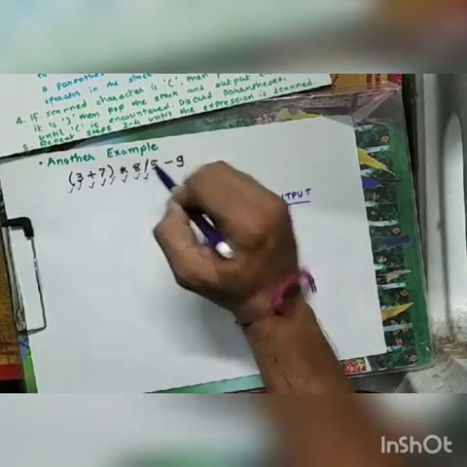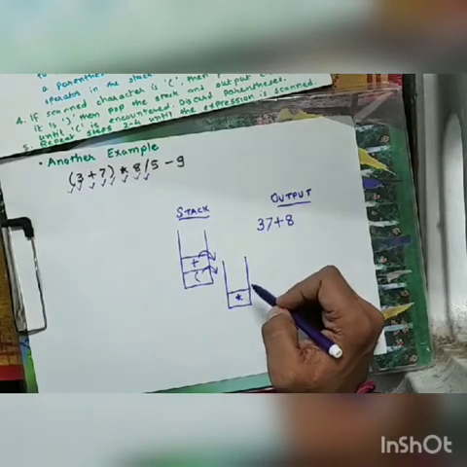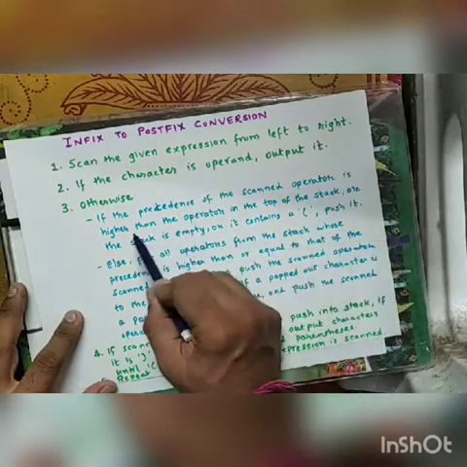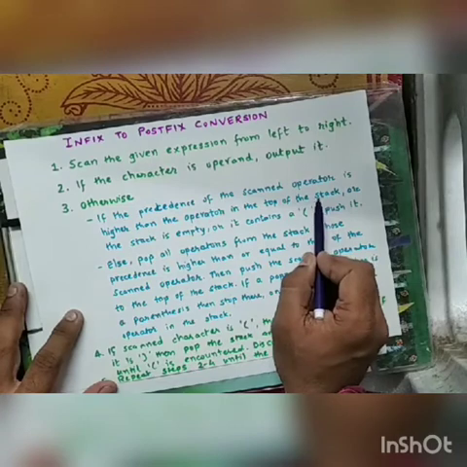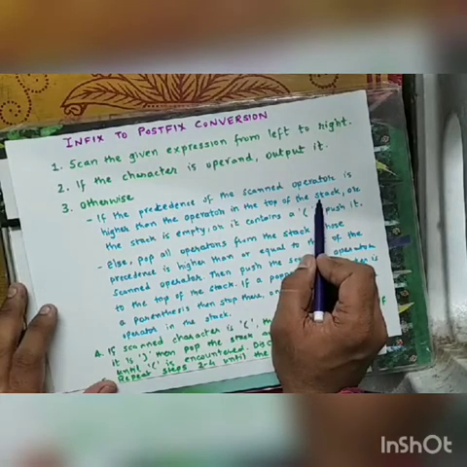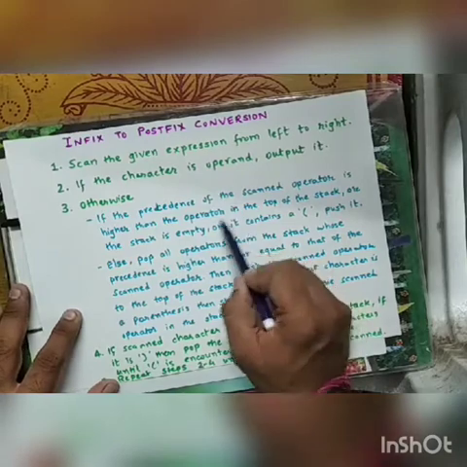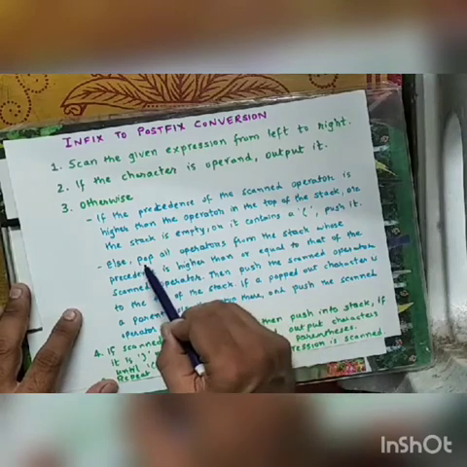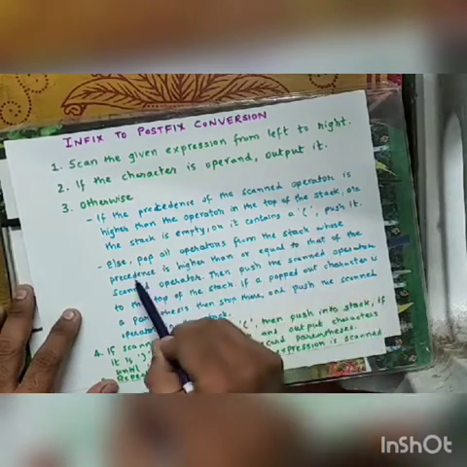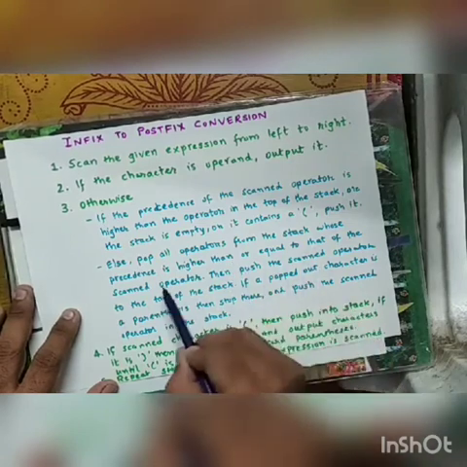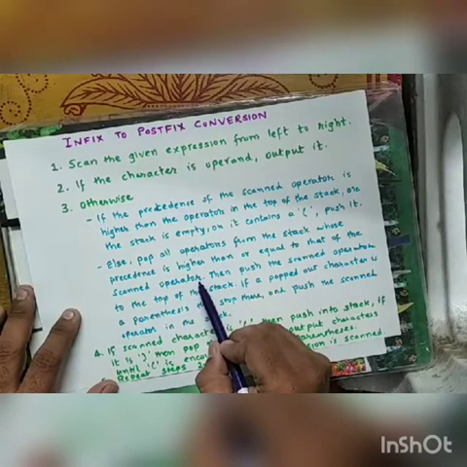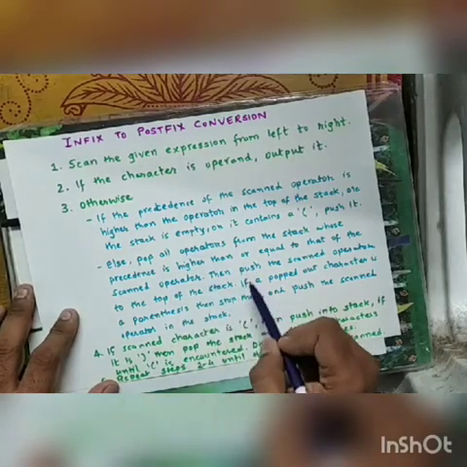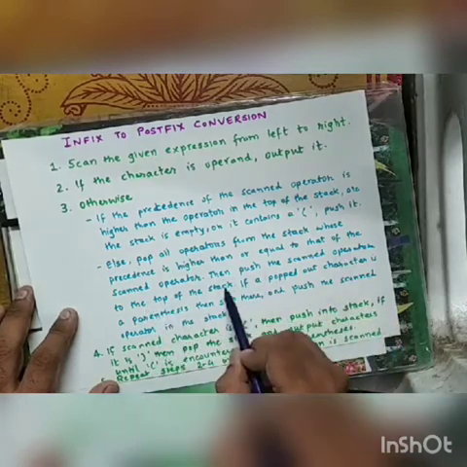Next symbol is the division symbol. Once again, is the precedence of the scanned operator division higher than the operator on the top of the stack? The division operator and multiplication operator have the same, equal precedence. So this if condition will not be satisfied, and it will go to the else condition. What to do in this case? Pop all the operators from the stack whose precedence is higher than or equal to that of the scanned operator. Multiplication's precedence is equal to division's precedence. So we will pop the operator from the stack and push the scanned operator to the top of the stack.